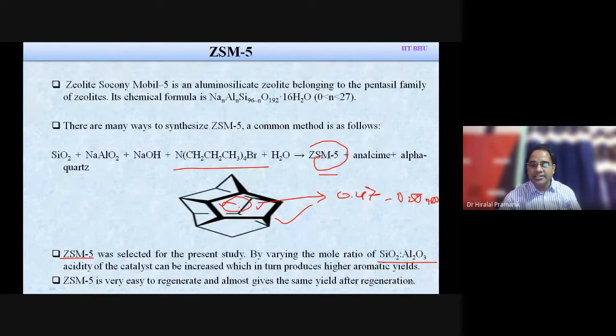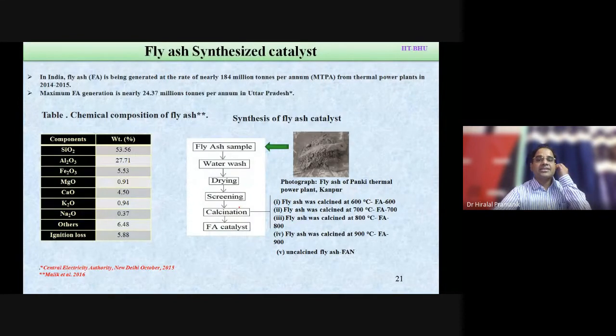Next is fly ash. Okay, as I told you, fly ash is another raw waste material where there's a huge scope to produce catalyst from this and use it for pyrolysis in place of ZSM5.